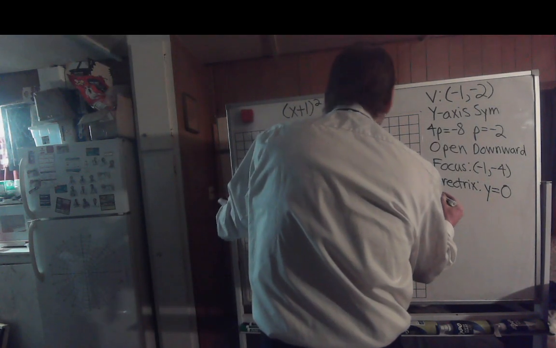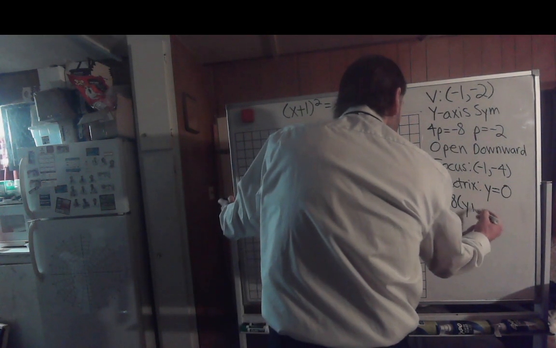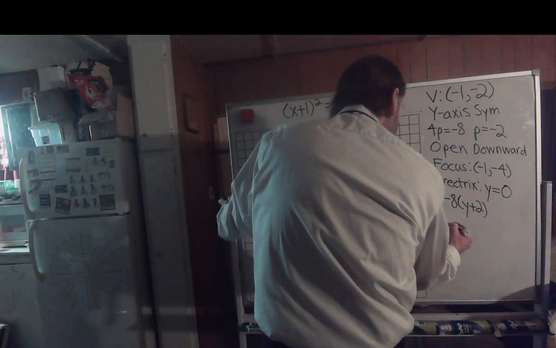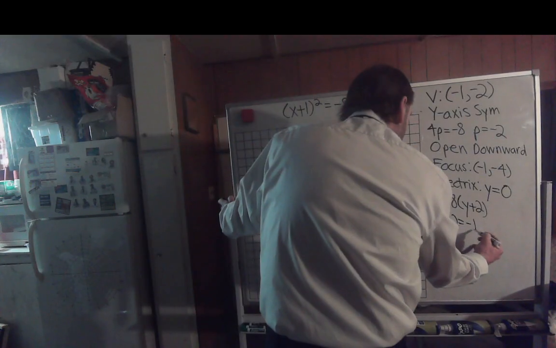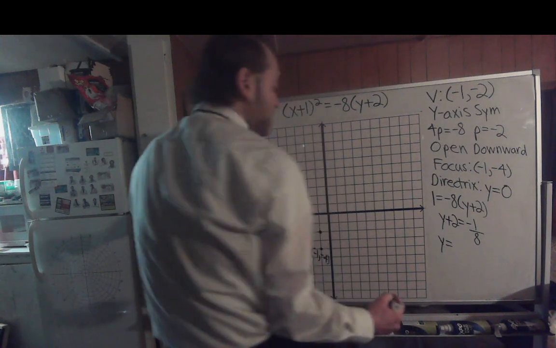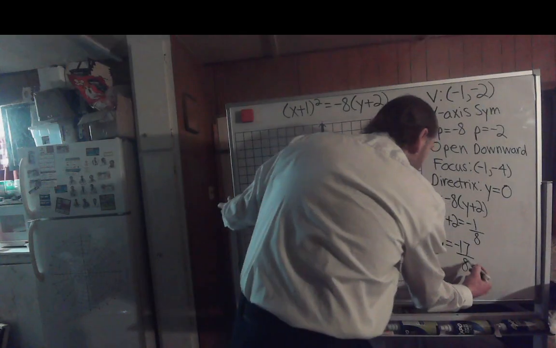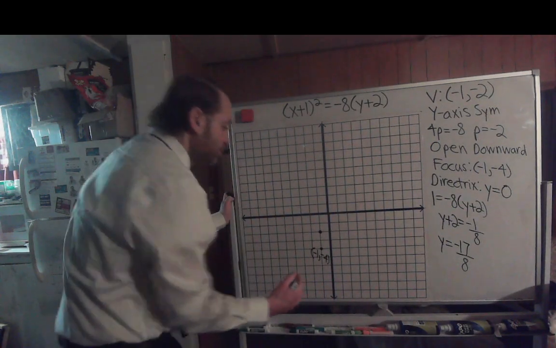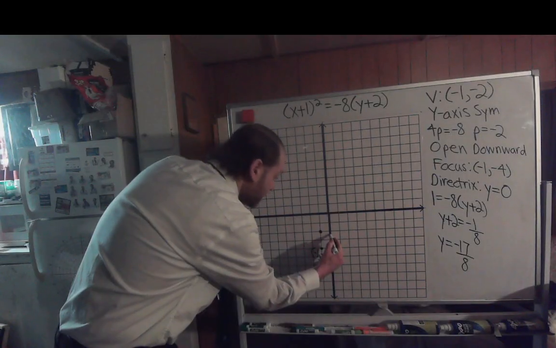So that would give you 1 equals -8 times (y plus 2), which means y plus 2 would equal -1/8. So that means y would have to equal -17/8, which would be -2 1/8. So when x is 0, you'll be at -2 1/8. So that'll put you right there roughly.